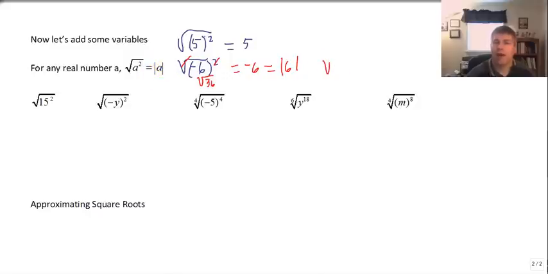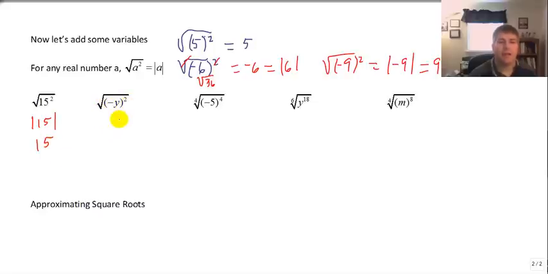So if I have the square root of negative 9 squared, our solution is the absolute value of negative 9, because I'm taking an even root of an even exponent. So the absolute value of negative 9 is 9. So let's apply that here. So the square root of 15 squared, well, these are inverse operations. That would be the absolute value of 15, which is 15.